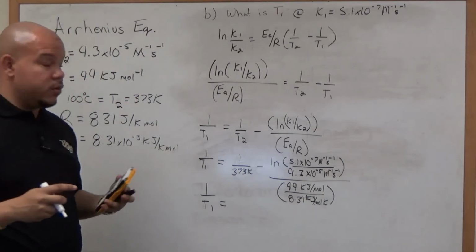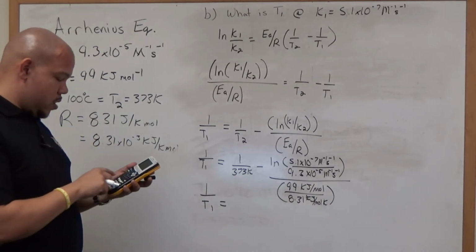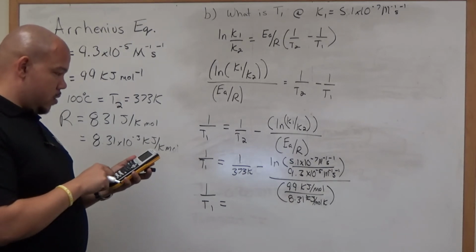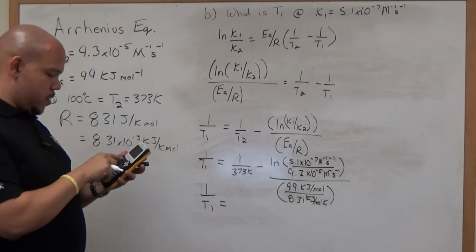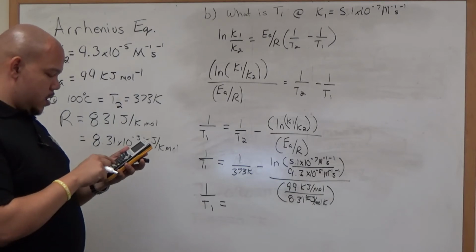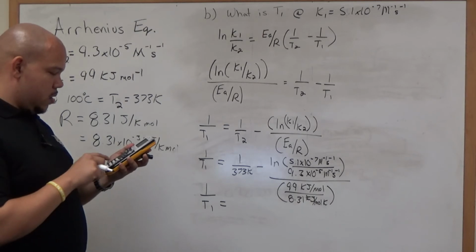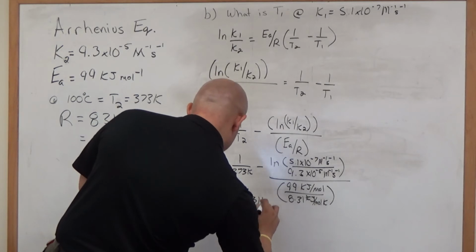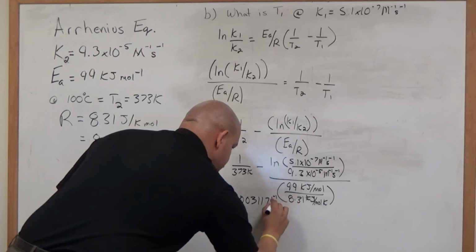Be sure to be very careful when you're putting this in. Notice I put parentheses around everything. Order of operations is very important. 1 divided by 373 minus natural log 5.1 e to the negative 7 divided by 9.3 e to the negative 5 divided by 99 divided by 8.31 e to the negative 3. We end up with 0.003117. Remember, these units are inverse Kelvin.